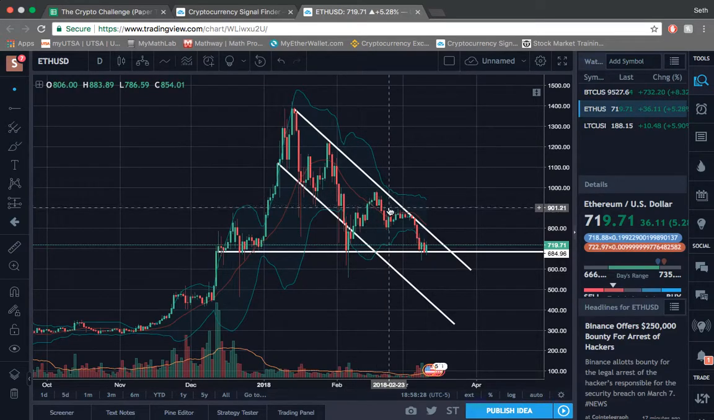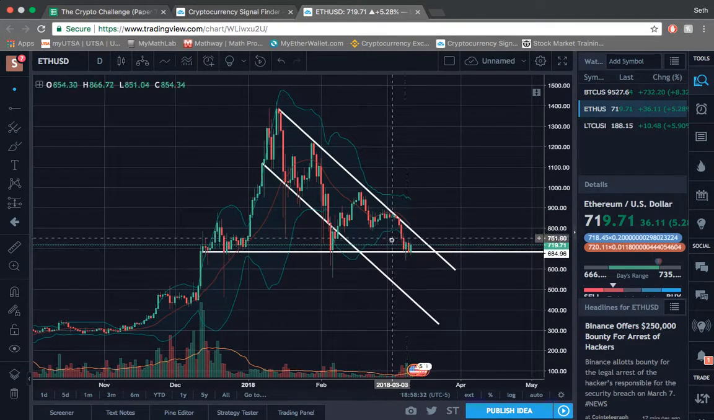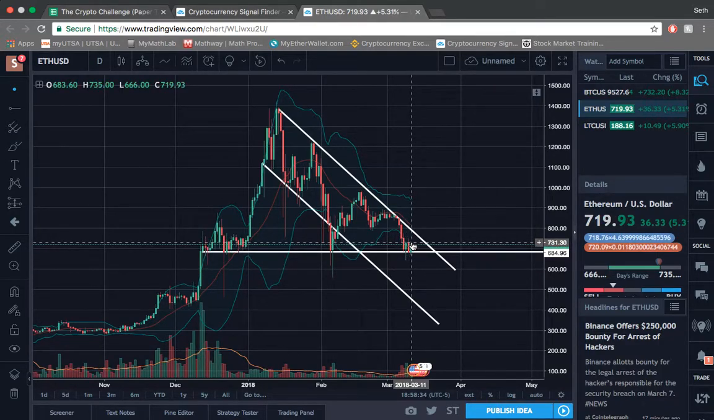We bounced off back into our channel, and then as of today, March 11th, we had just bounced off this line. Yesterday we tested it, so now today we are bouncing off of it. So hopefully this candle closes green, and then hopefully tomorrow we get another green candle.